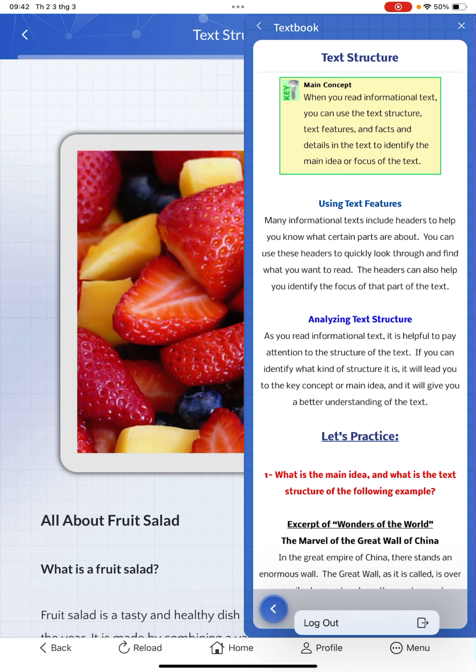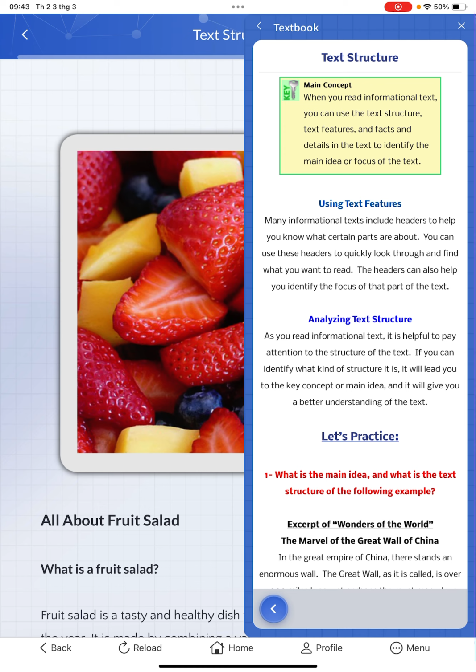Many informational texts include headers to help you know what certain parts are about. So you can use these headers to quickly look through and find what you want to read. The headers can also help you identify the focus of the part of the text. So it's going to help you a lot when you're reading a text.